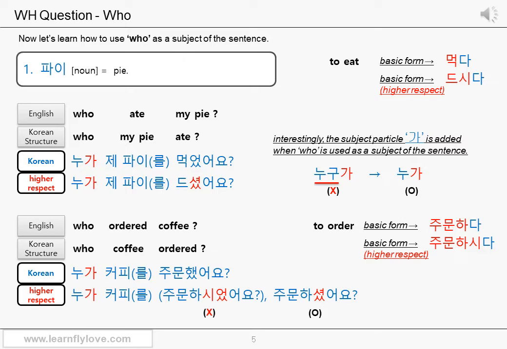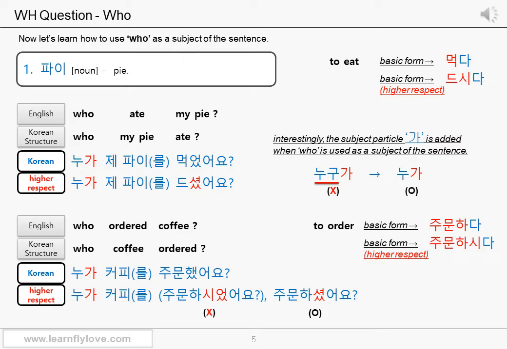It doesn't really matter here. Anyway, to add the honorific suffix 요, you need to use the ending 했어요. 했어요. 주문했어요. Are you following us? Okay. 누가 커피를 주문했어요? Or 누가 커피 주문했어요? 누가 커피 주문했어요? Very good.